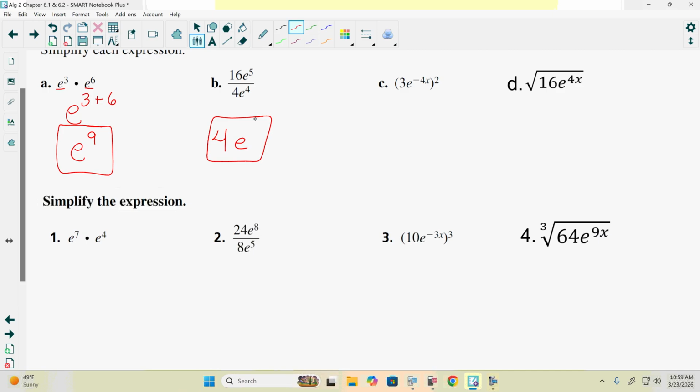Powers of powers multiply. So 3e to the negative 4x, squared. We're going to have to apply that power to both, and to the exponent also. So for our 3, it's 3 to the 1 times 2, which is 2, and our e to the negative 4x times 2. Powers of powers multiply.